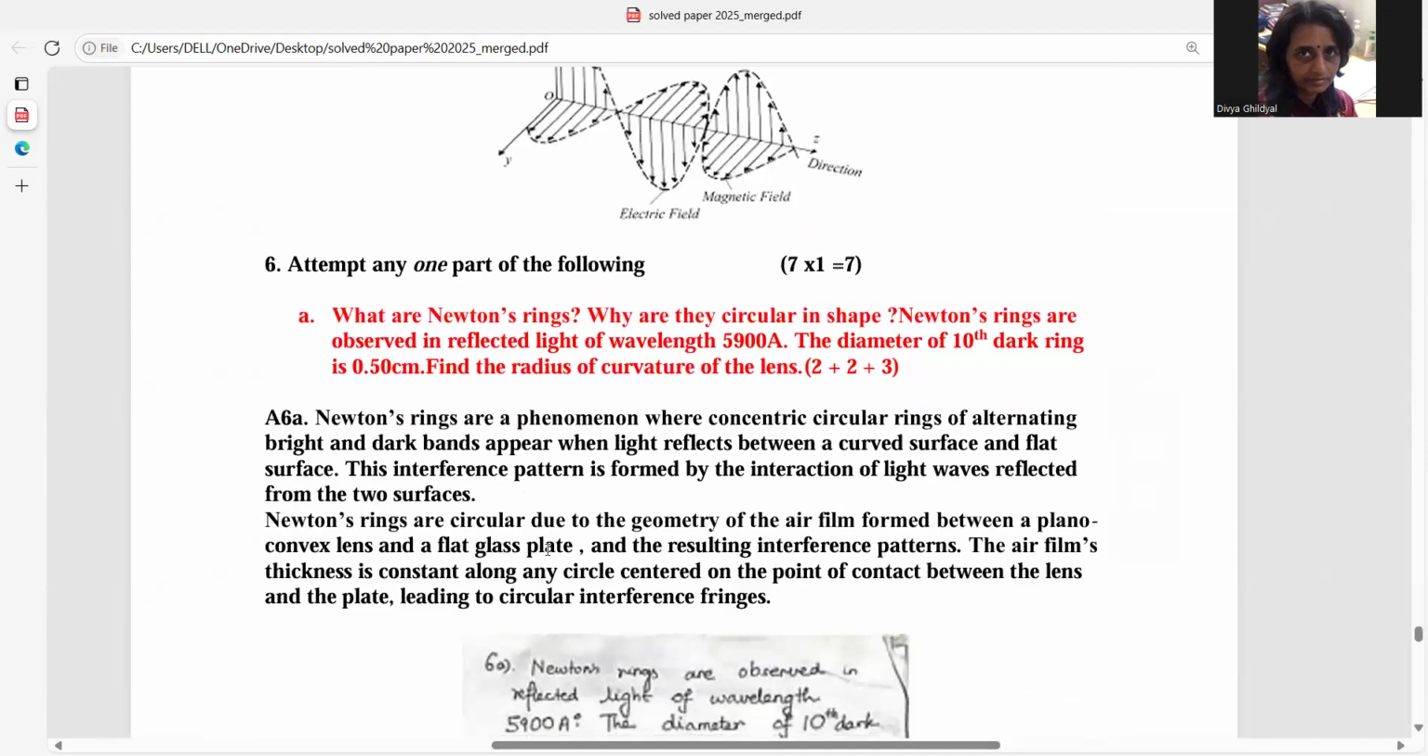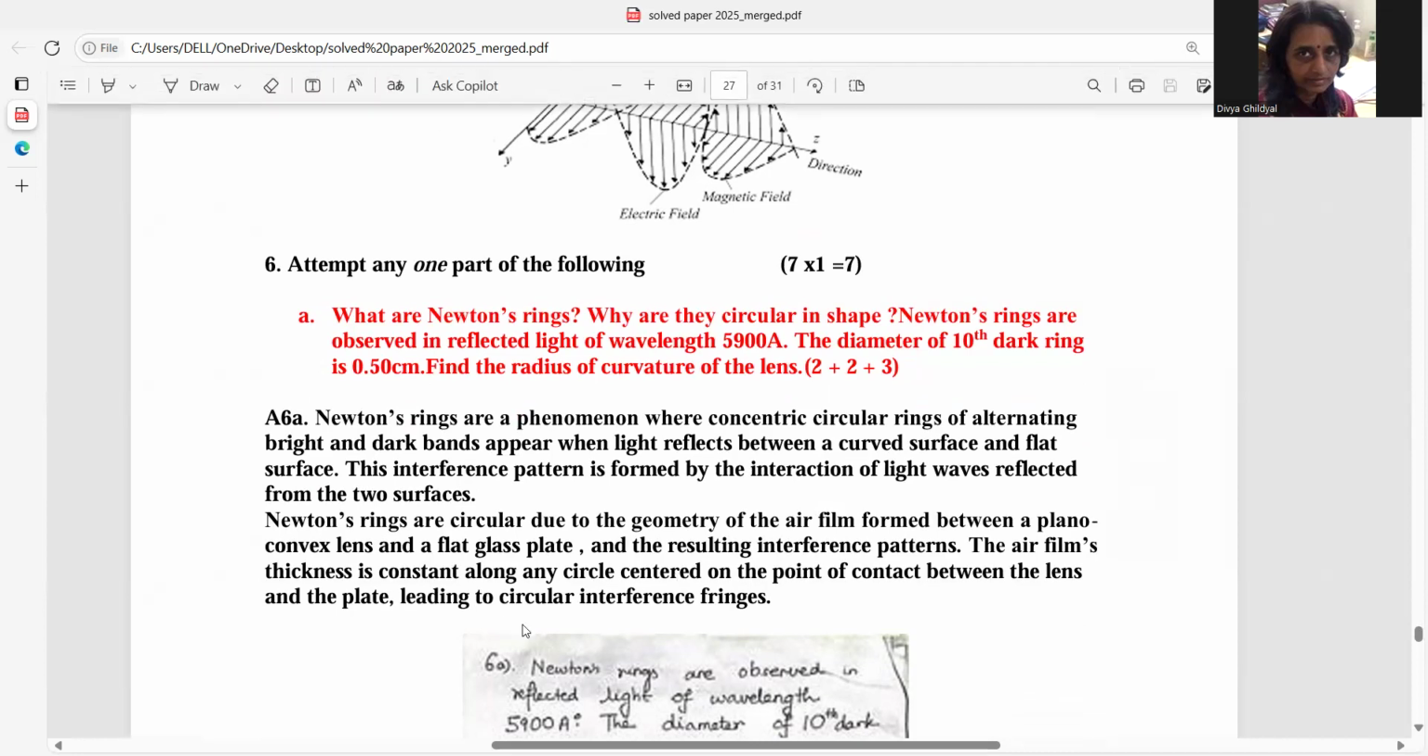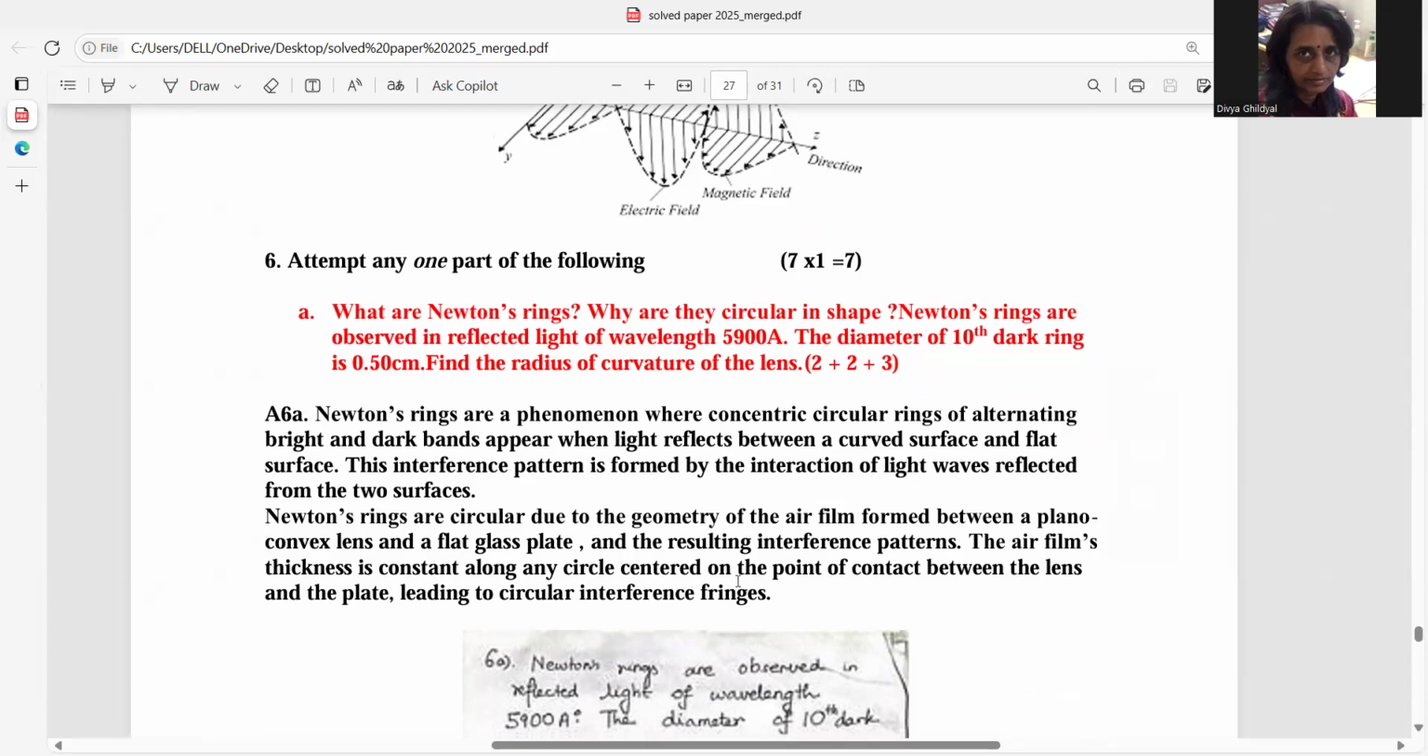Newton's rings, why are they circular? A very common question, asked in viva also. Newton's rings, why are they circular and what are Newton's rings? It is the geometry of the air film formed between a plano-convex lens and a plain glass plate.